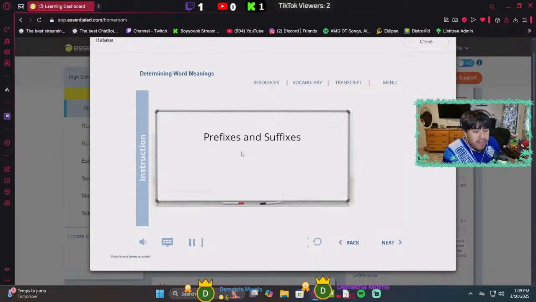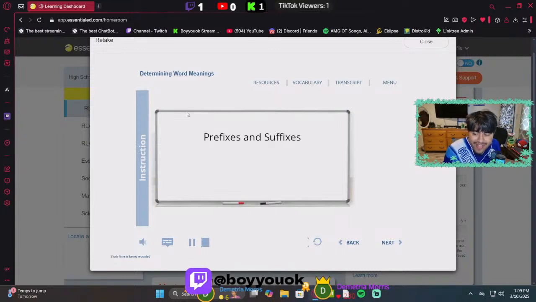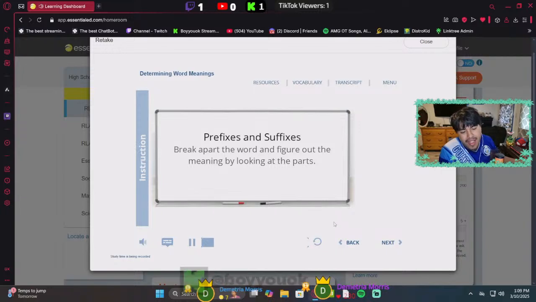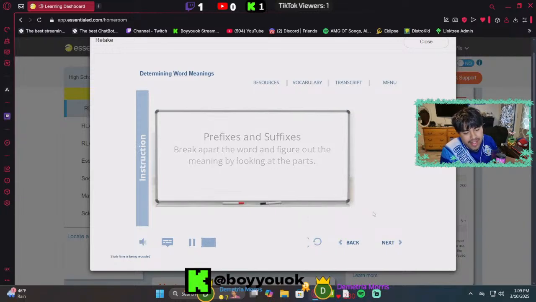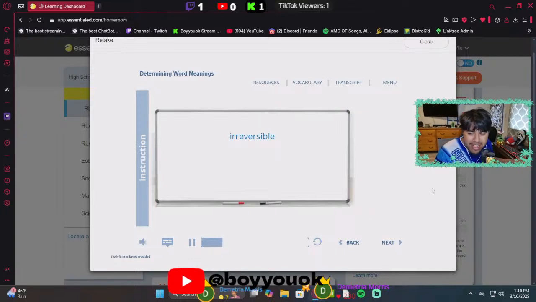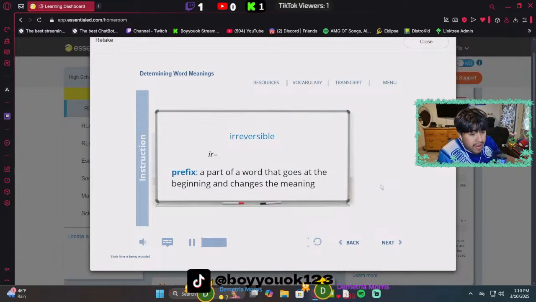When I come across a new word, the first thing I look at is the word itself, the prefixes and suffixes, to break apart the word and figure out the meaning by looking at the parts. Look at this word, irreversible. That's a mouthful. But I can start to break it apart. Start with ir. That's a prefix, a part of a word that goes at the beginning and changes the meaning.